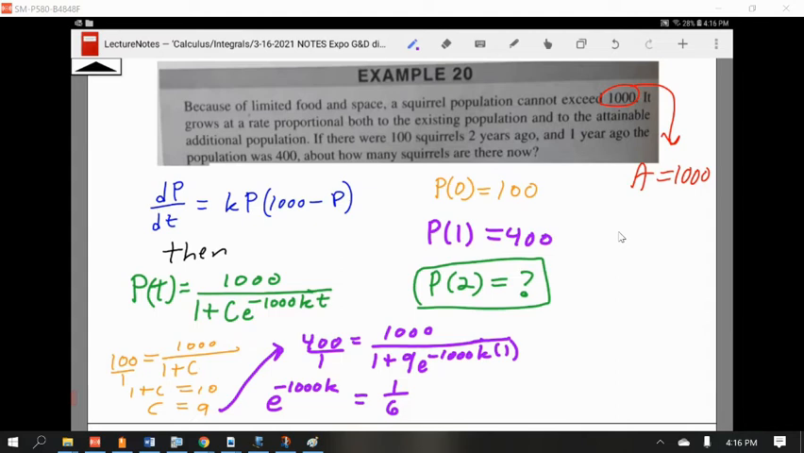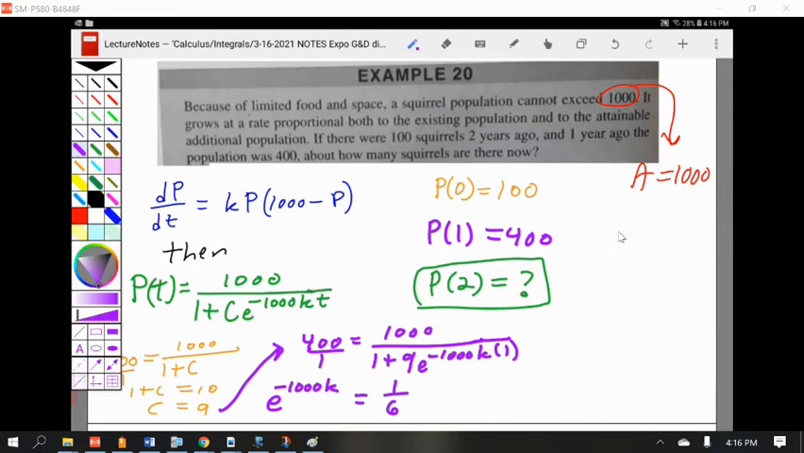If you wanted to solve for k here, you could. If you were asked what is the proportionality constant of this growth model, you could solve for k. That would be your answer. But what are they wanting us to do? They're wanting us to find p of 2. So now I'm going to switch to green. How do I find p of 2?